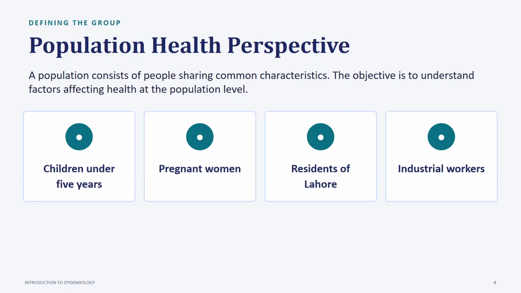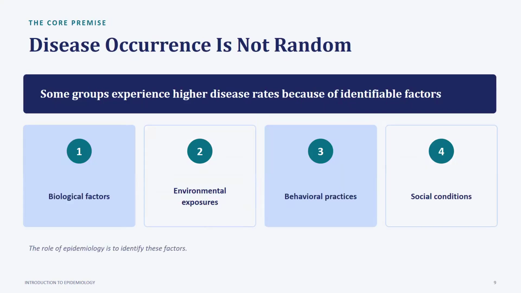So talking about the population health perspective, a population consists of people sharing common characteristics. The objective is to understand factors affecting health at the population level. For example, we talk about children under 5 years, pregnant women are another population, residents of Lahore are another focus, and industrial workers can also be studied. Then we have disease occurrence, which is not random because some groups experience higher disease rates because of identifiable factors. These factors can be biological, environmental, behavioral, and social factors. So the role of epidemiology is to identify these factors.